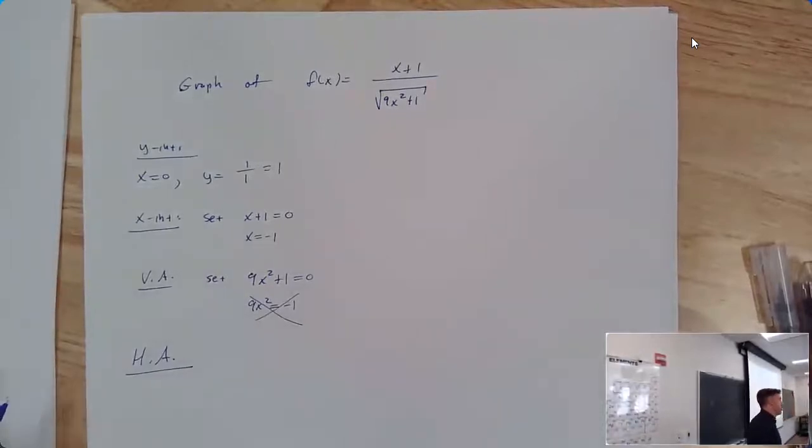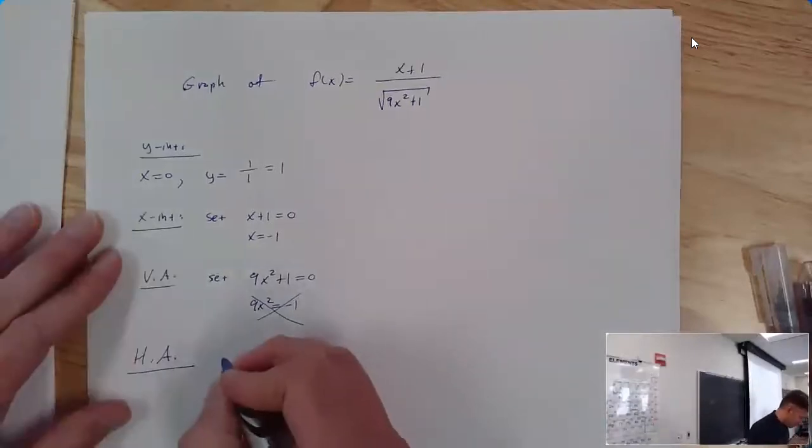Totes. Plural. Meaning we're going to get a different one to the left and to the right. So if someone ever asks you, how do you find the horizontal asymptote? The general answer is you take the limit to infinity. Because the horizontal asymptote is just asking, is there something that the function is getting really, really close to as you go way out that way?